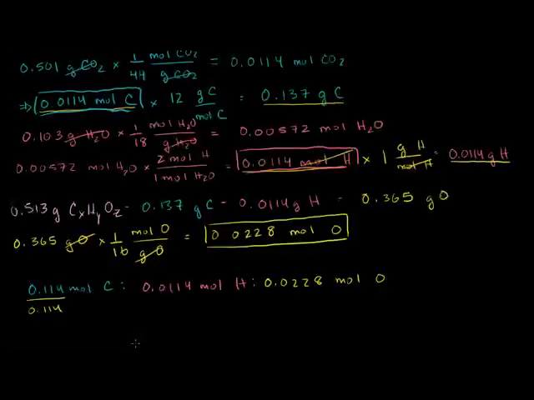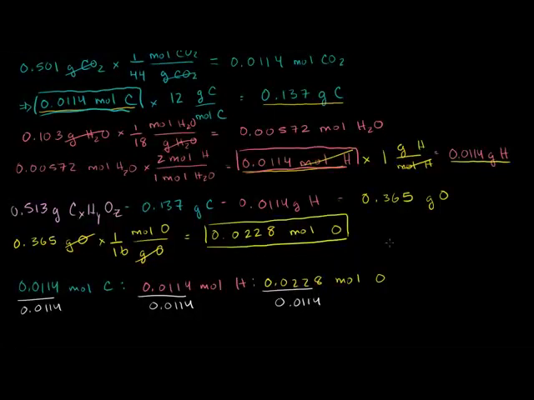Let me be careful here. This up here was 0.0114 moles of carbon. So let me clear this out. I want to be nice and neat here. I'm always afraid that I'm going to lose a 0 here. Our moles of carbon was 0.0114. So let's divide everything by this amount, because that is the smallest number of moles, and that's exactly that number there. I'll do that in white. So you divide by 0.0114, 0.0114, 0.0114, and what do you get?